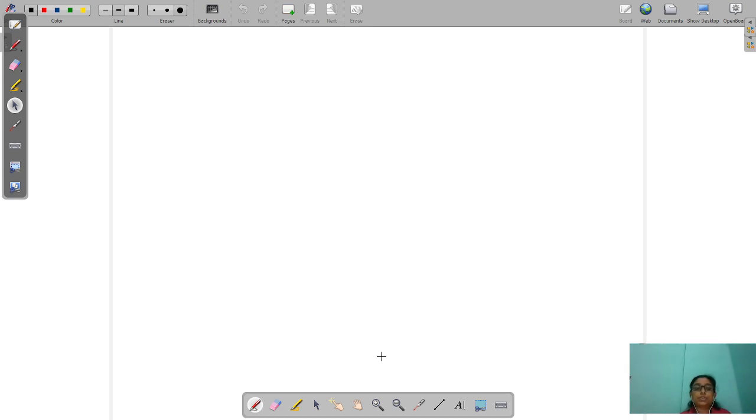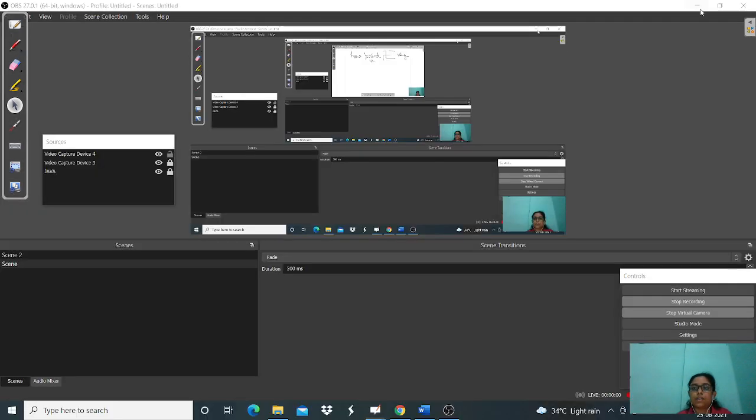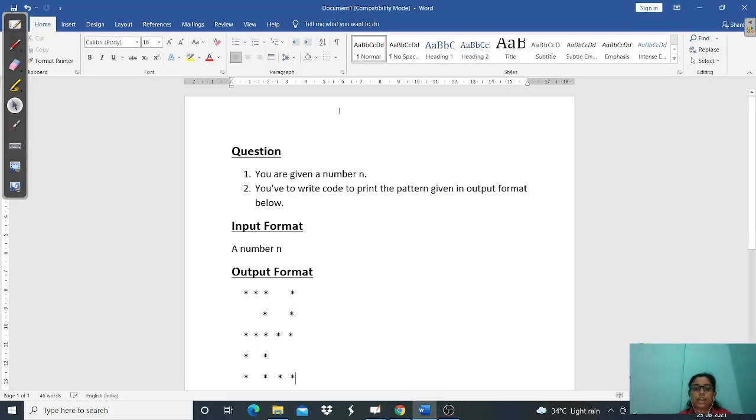So, in this video, you will learn how to print the swastika pattern using stars in Java. So, today our question is how to print the swastika pattern using star. So, what is our pattern? Okay. Go to the question. Okay, so this is our output format.